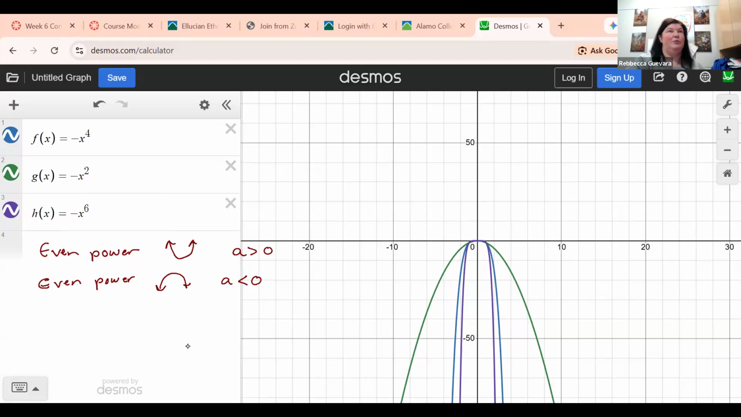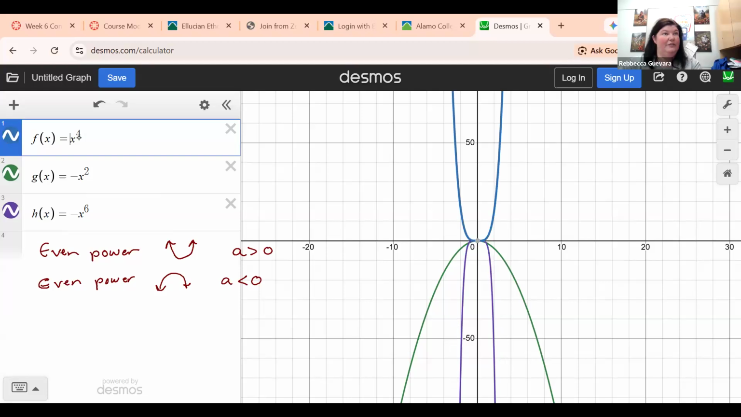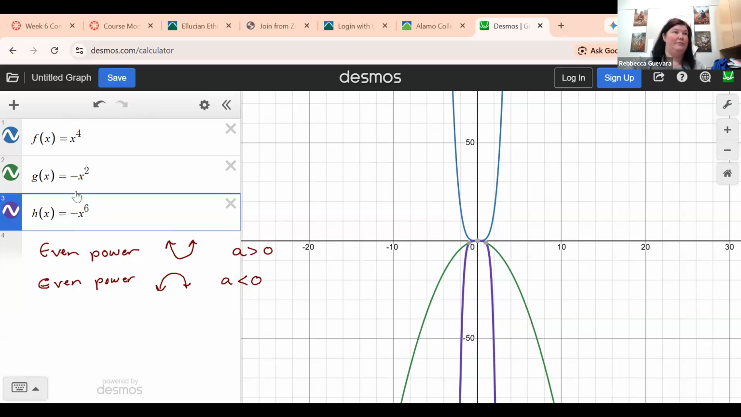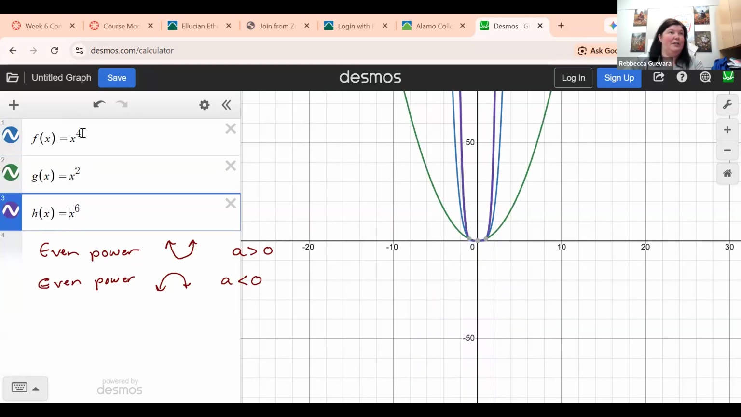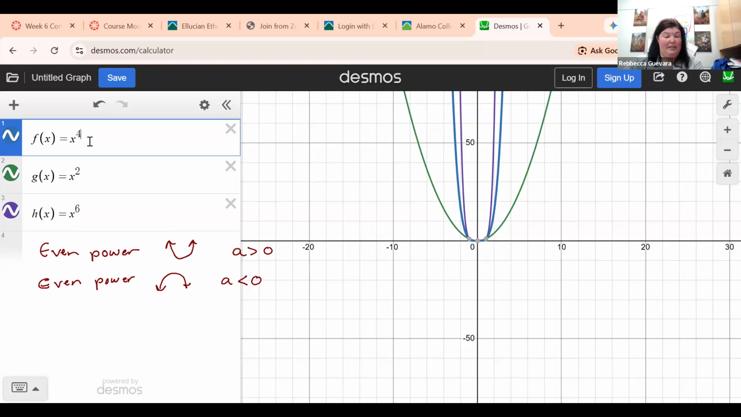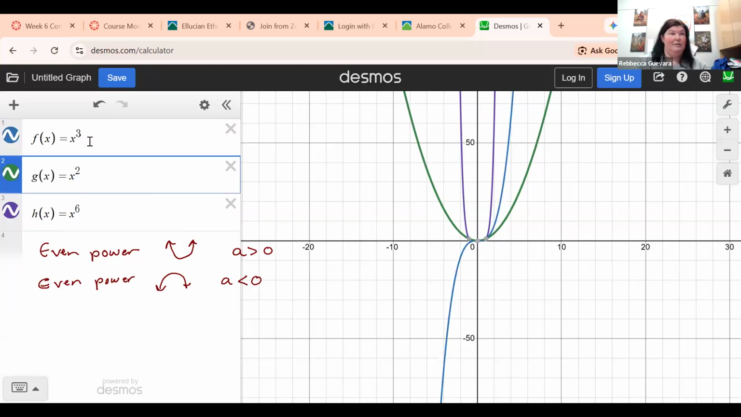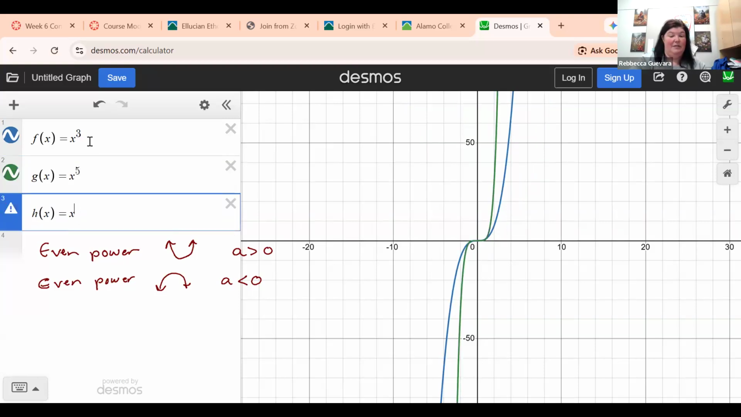Now the next thing we're going to do is change that power. Like I said, these are all even powers. So we're going to see what happens when we have odd powers. So we'll make this 3, make this 5, and we'll make this one 7. So notice when they're odd powers, we're getting this kind of basic shape. It starts down here, it does a little curve, and then it goes back up. In here, a is positive again.